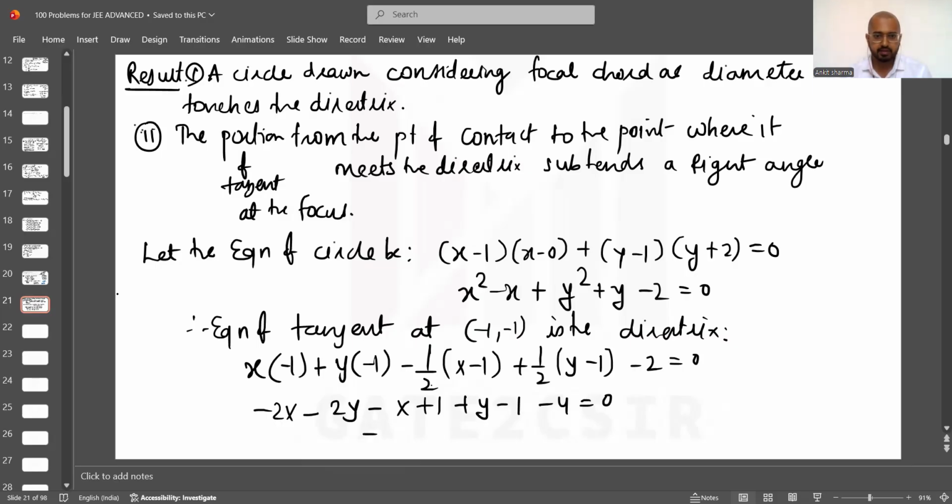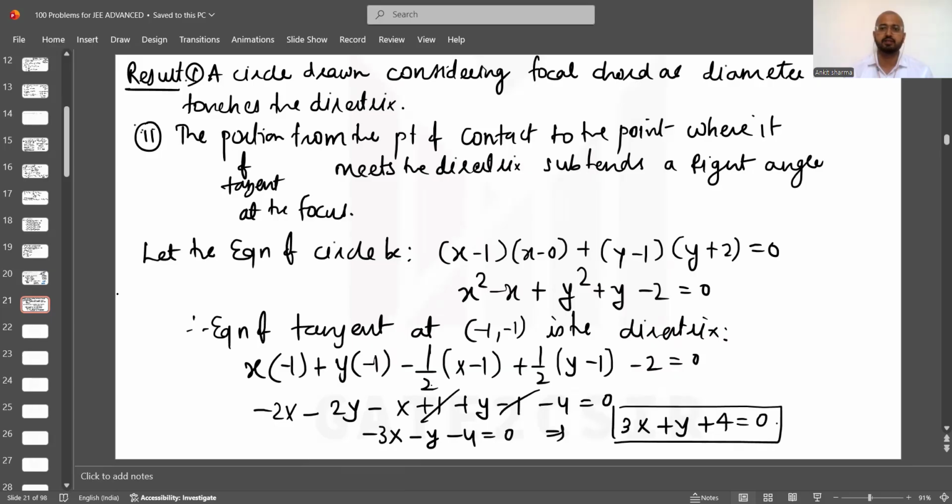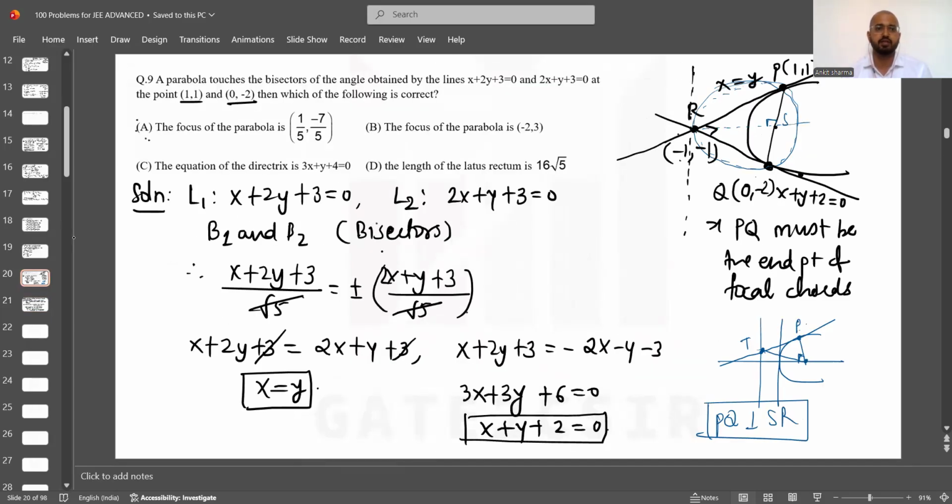So x minus 3x and then y minus y is minus 5. Then this one and this one get cancelled, and then we have minus 4 is equal to 0. So this gives me 3x plus y plus 4 is equal to 0. This is the directrix. So the equation of the directrix is 3x plus y plus 4 is equal to 0. This marks my option C.